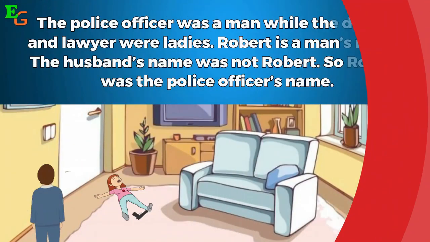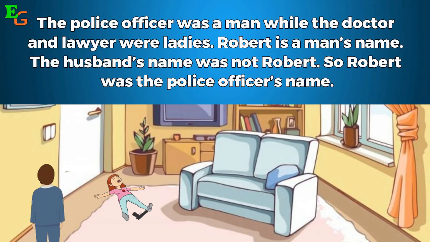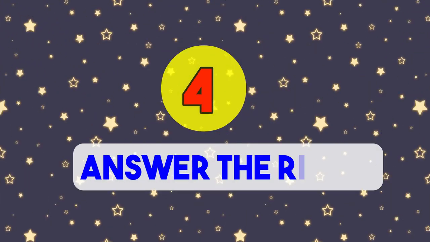So, here's how he knew. The police officer was the man, while the doctor and lawyer were ladies. Robert is a man's name. The husband's name was not Robert. So, Robert was the police officer's name. Now that you have solved the crime, why don't you try answering the following question? You have 20 seconds to answer it.